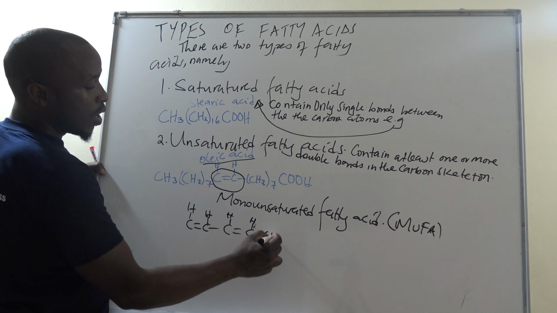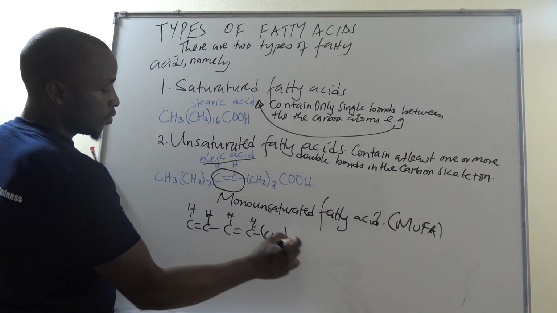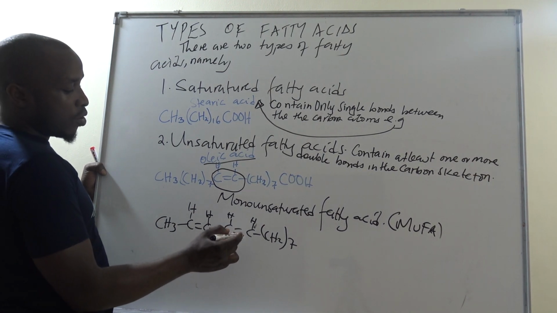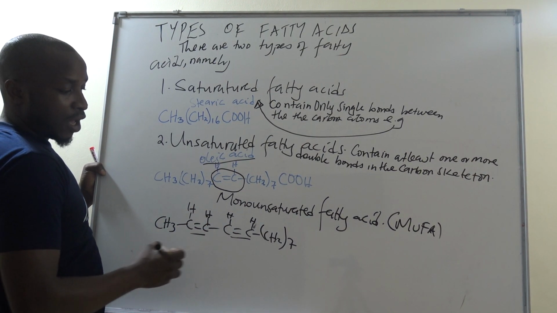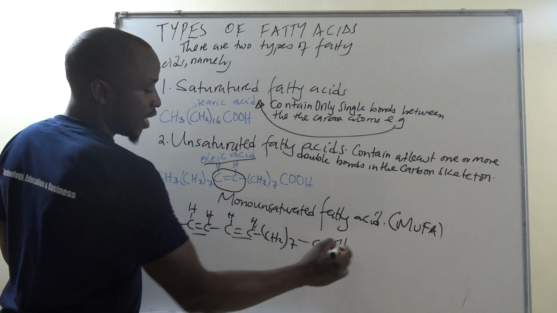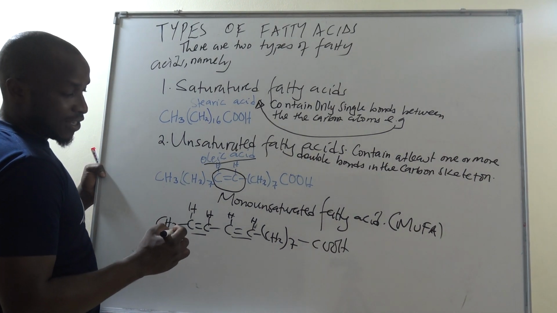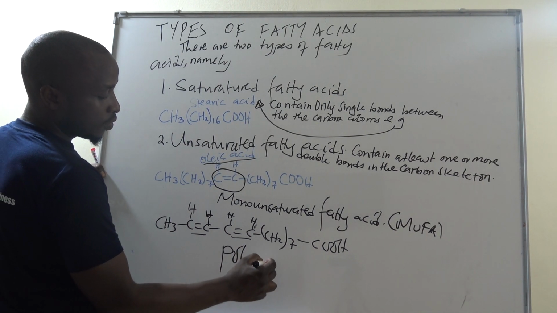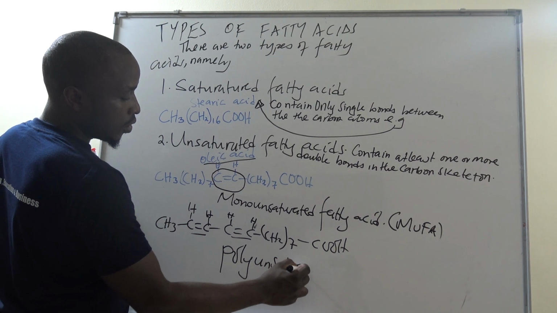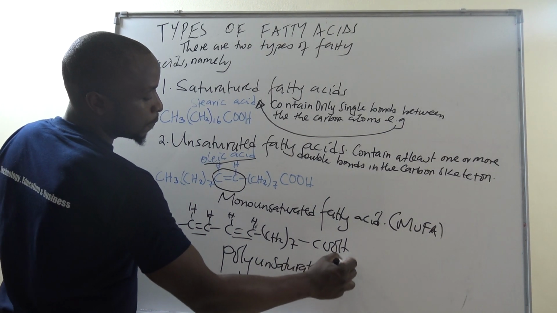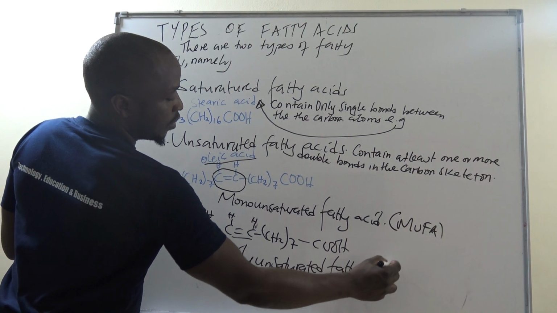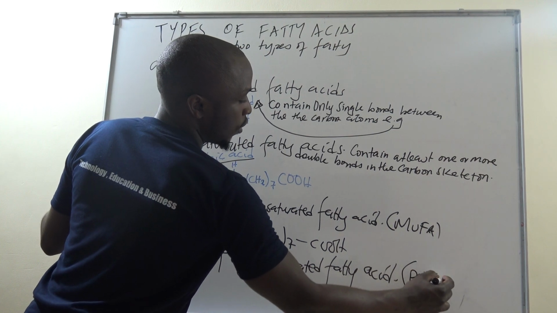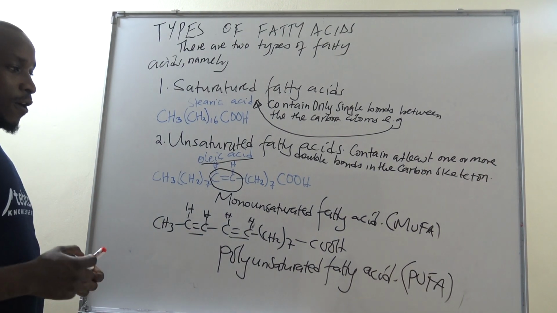If it has more than one double bond along the carbon skeleton, it is like that. That will be named as polyunsaturated fatty acid, which we're going to call PUFA.